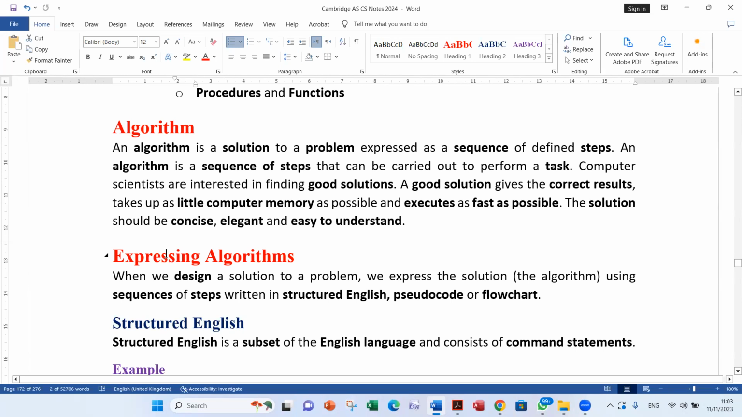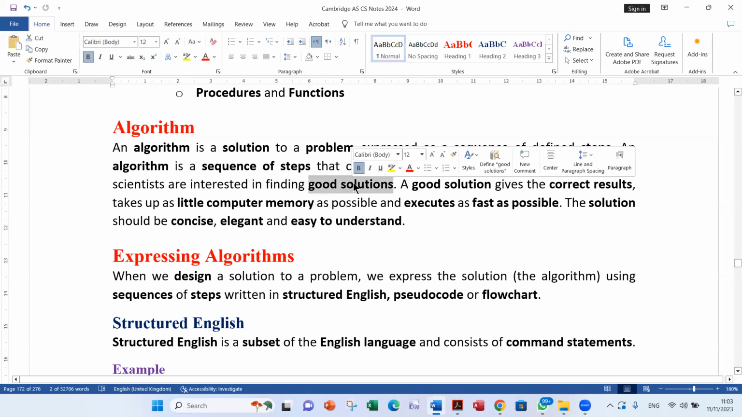An algorithm is a solution to a problem expressed as a sequence of defined steps. An algorithm is a sequence of steps that can be carried out to perform a task. Computer scientists are interested in finding good solutions. There may be 2 or 3 solutions. As a scientist, you have to become the best. Okay? A good solution gives a correct result, definitely. Okay? Takes up little computer memory.